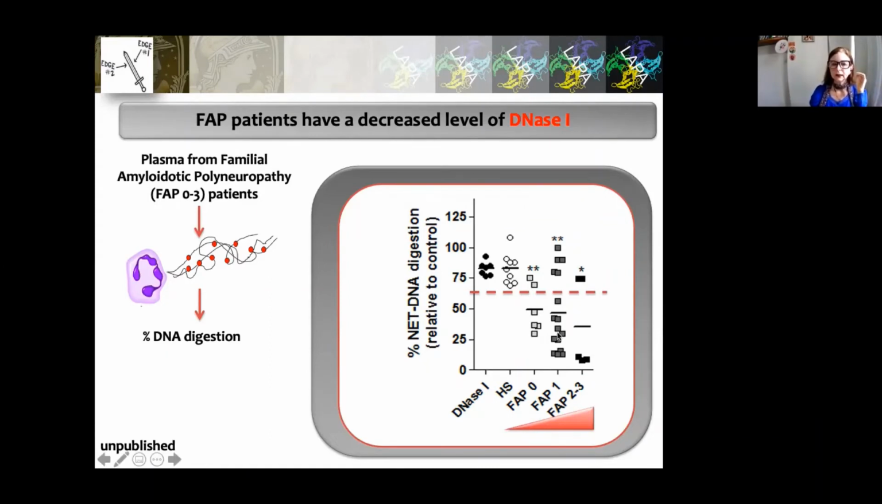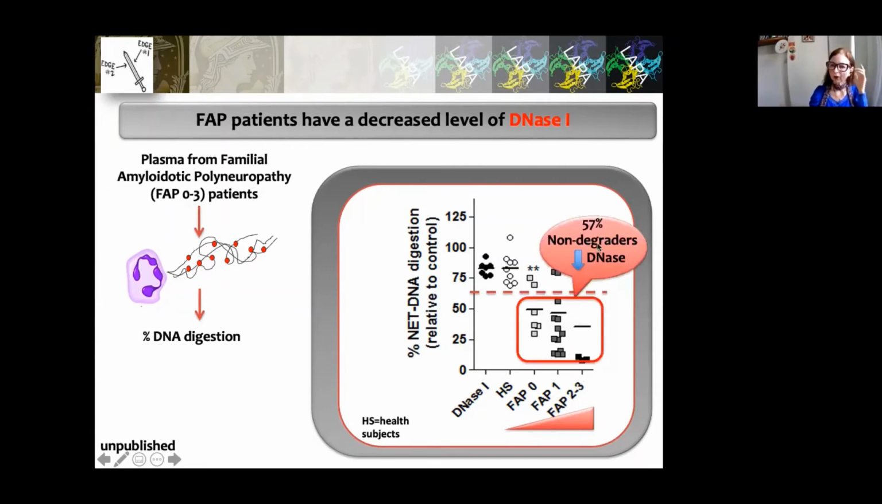And as you see here, they have several stages of the disease, FAP 0, 1, 2, and 3, and we evaluate the DNase content in the plasma of these patients. As you can see here, the healthy subjects can digest the net completely when we add this plasma to net in vitro, but some of these patients cannot digest.